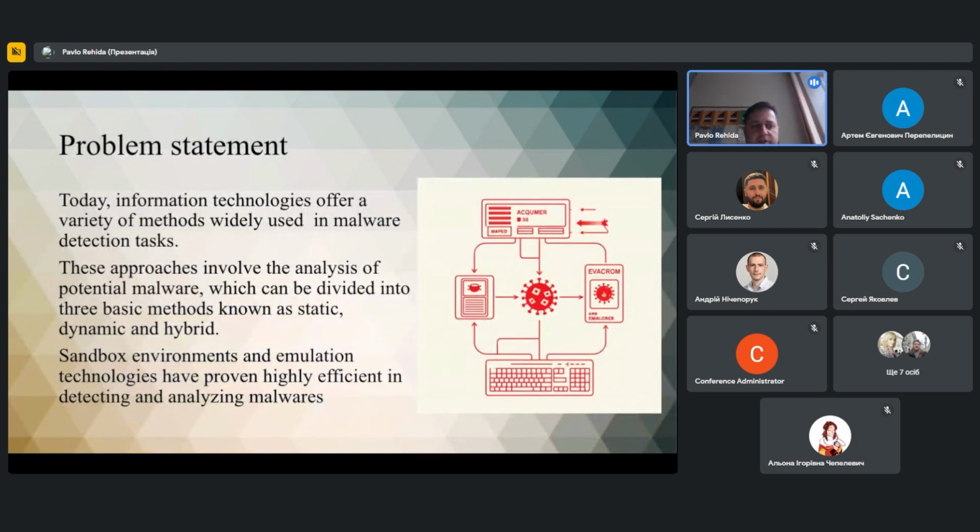Today, information technologies offer a variety of methods widely used in malware detection tasks. This approach involves the analysis of potential malware, which can be divided into three basic methods known as static, dynamic, and hybrid. Sandbox environments and emulation technologies have proven highly efficient in detecting and analyzing malware.